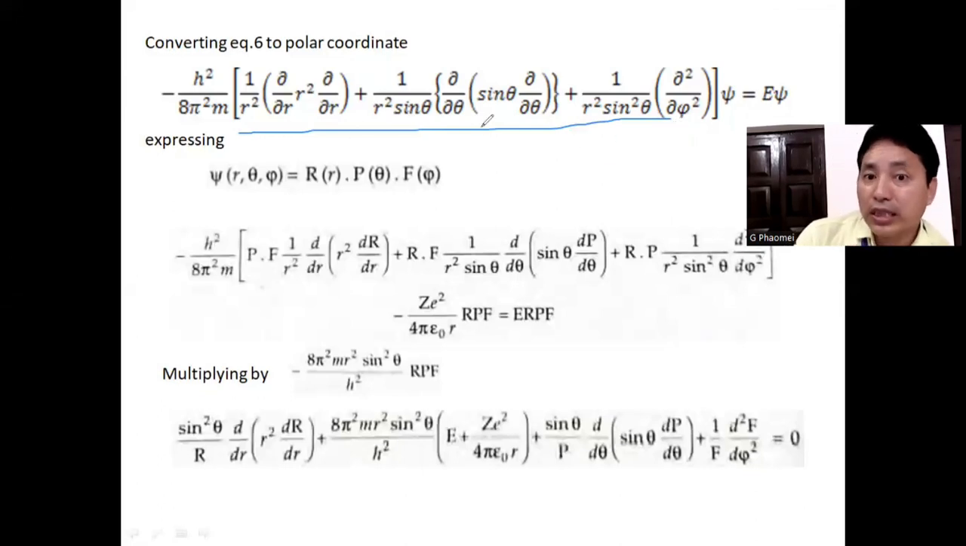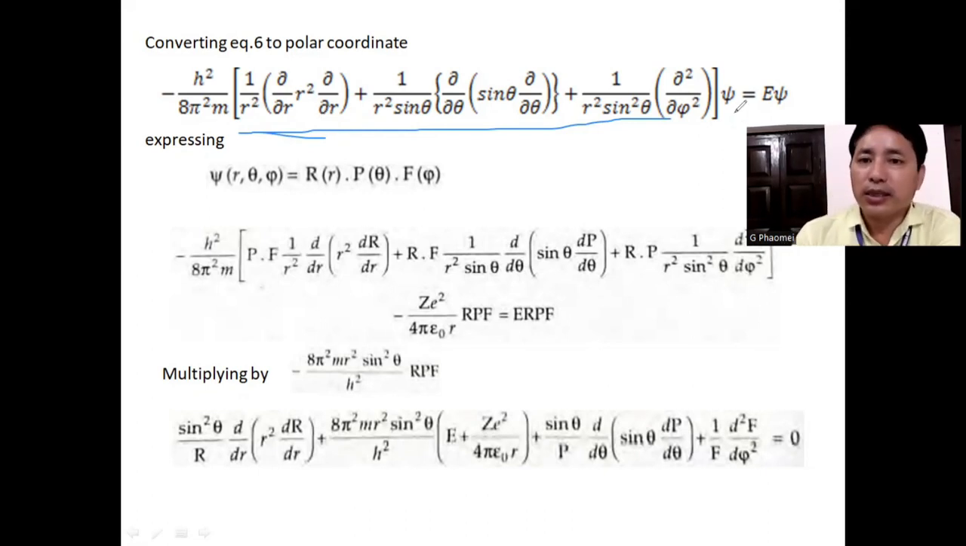So this needs to be remembered, because we cannot solve the derivation here. It's a very long process. Therefore, it is better that we remember this equation as the polar coordinate form of the Schrodinger equation.